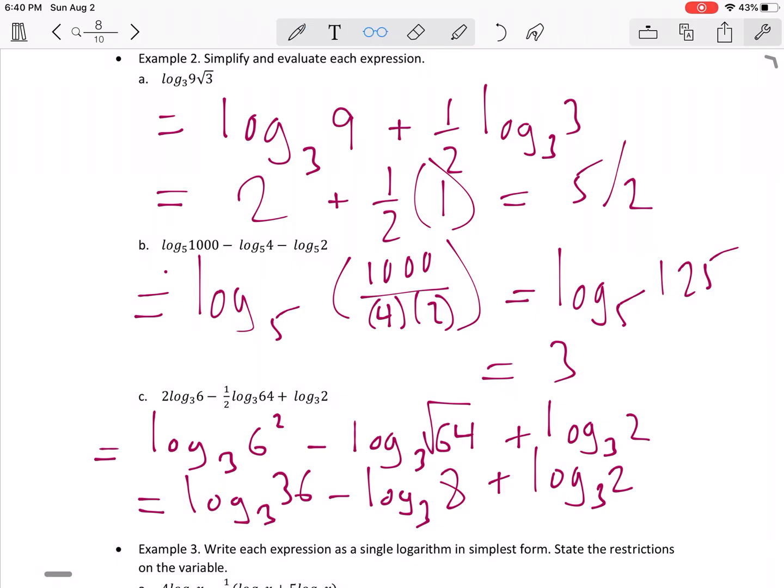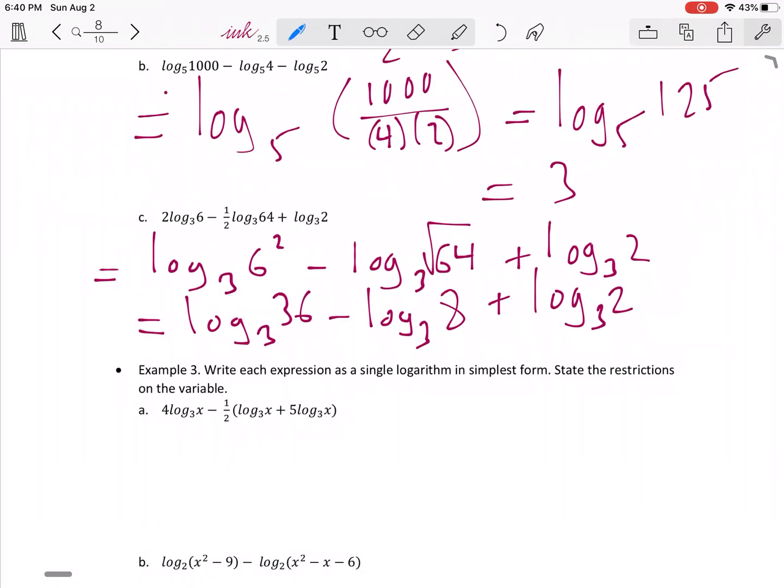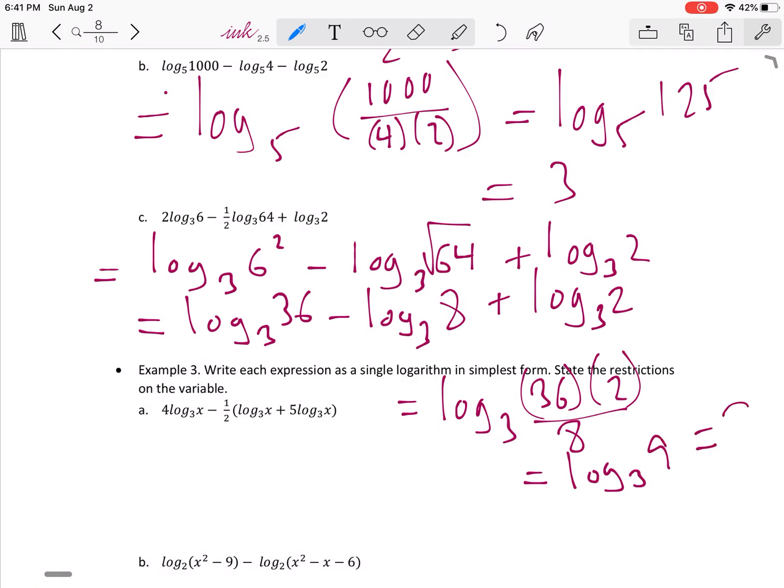And then what you can do, just like we did in the previous one, is combine these. So this is going to equal log base 3 of 36 times 2 divided by 8. Okay, so if you see what I did there, it's just like anything else that's addition, subtraction. You can move things around. So the 36 and the plus log base 3 of 2, because that's a sum, it's written as a multiplication. And then because you're subtracting the 8, that's why that comes down as a division. And so all of this is going to equal log base 3 of 9, which is going to equal 2.